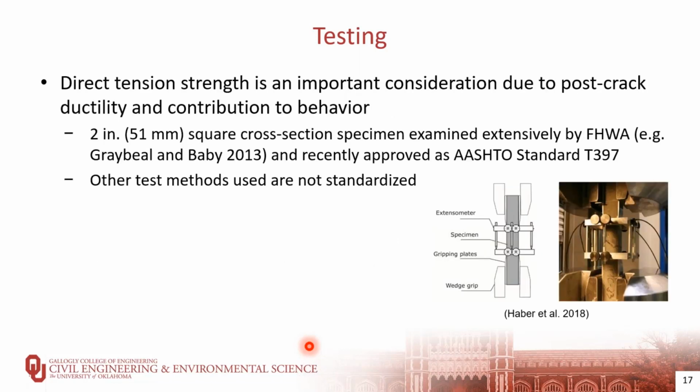so that it meets the specification given in ASTM C39. Direct tension strength is an important consideration for UHPC due to its post-cracking ductility and its contribution to the overall behavior of the structure. And a number of different test methods have been used, but what's becoming the most common is the 2-inch square cross-section specimen that's examined extensively by the FHWA and that was recently approved as AASHTO standard T397. Other test methods are out there, but they're not yet standardized.